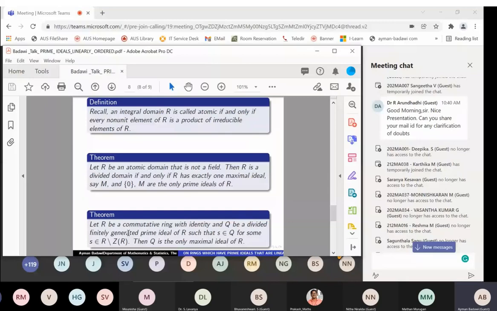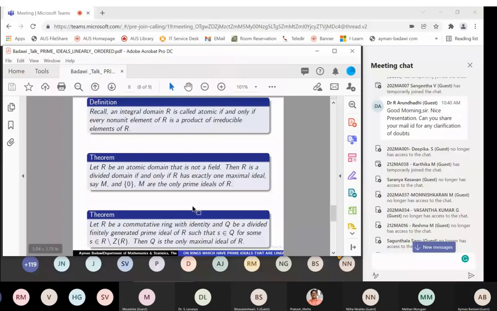So if you have a finitely generated divided prime ideal, and with this condition, then definitely this ideal will be the maximal ideal. Okay. Here is another result, and I will end my talk with this.